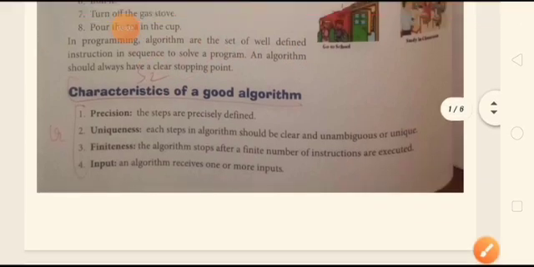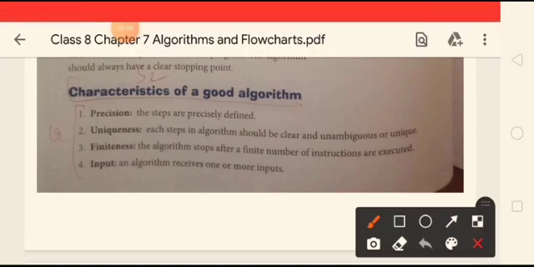Now let us see what the characteristics of a good algorithm are. The first one is precision. Precision means accuracy basically, that the steps are very accurately defined, because if there is any mistake in the steps, your program also becomes wrong.